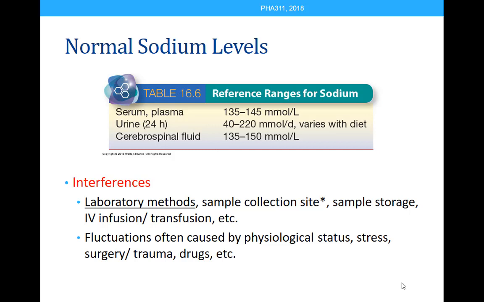Sample collection site is very, very important. Patient is in the hospital, there is an IV line over here in his hand, and you're taking a sample from the vein over here. So will serum sodium levels be normal? No, right? Sample storage, all these things we discussed last time. Also the physiological status of the patient, stress, surgery, trauma, drugs, all can interfere with sodium levels. If you are taking a sample from a patient where you think one of these is present, you take note of these. Okay, the patient has come out of surgery just 6 hours ago and you have taken the sample, you make a note that it is a post-surgical sample.